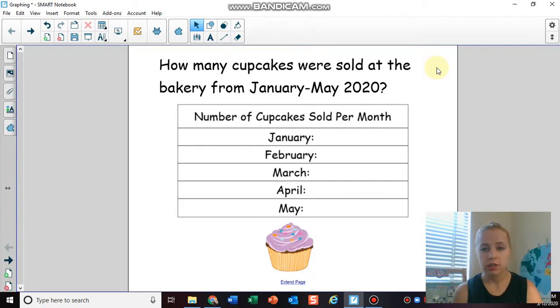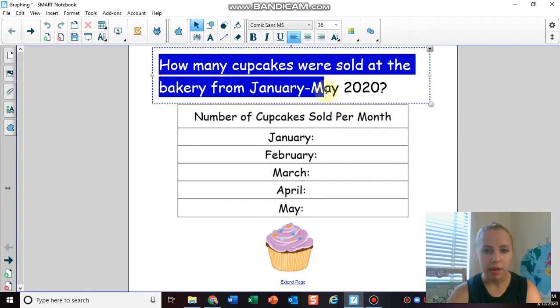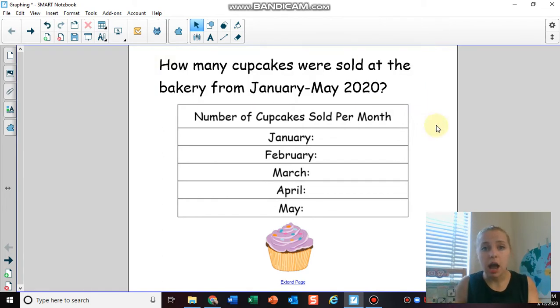So the data question that we're going to use today is how many cupcakes were sold at the bakery from January to May 2020. So these are all going to be made up numbers because I'm just making it up in my head from a random bakery, but we actually could go to a bakery like Georgetown Cupcake or Baked and Wired. Both of those are cupcake bakeries in Georgetown, Washington, D.C. But I didn't want to take real numbers from a bakery, I just wanted to make them up so that I could show you change over time in a graph.